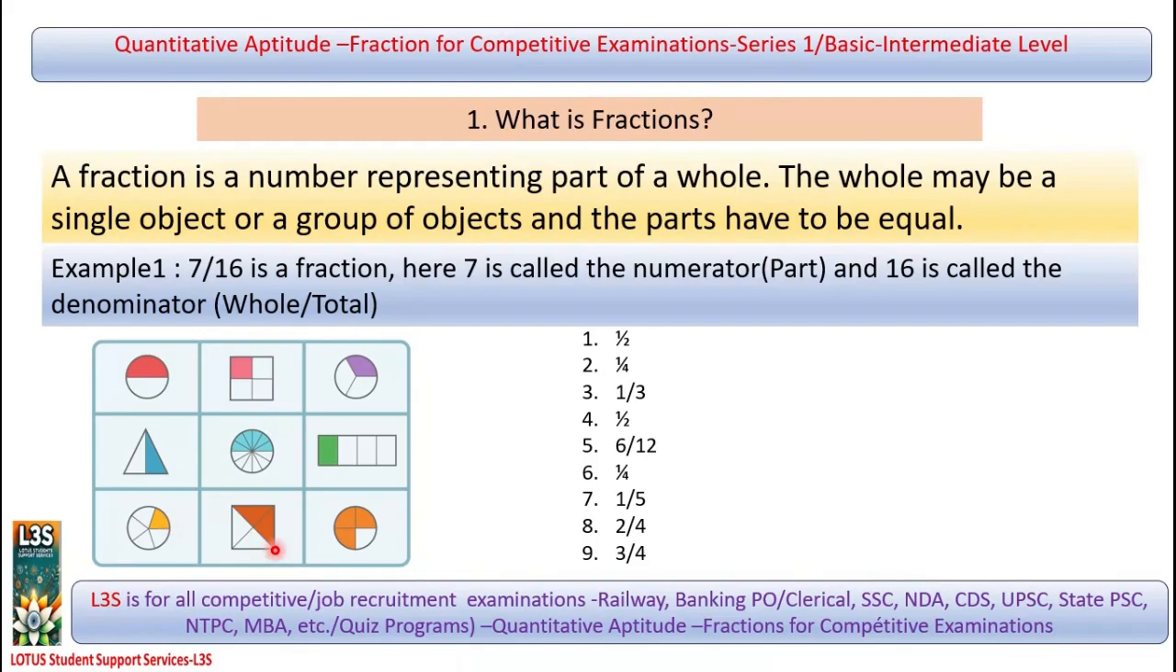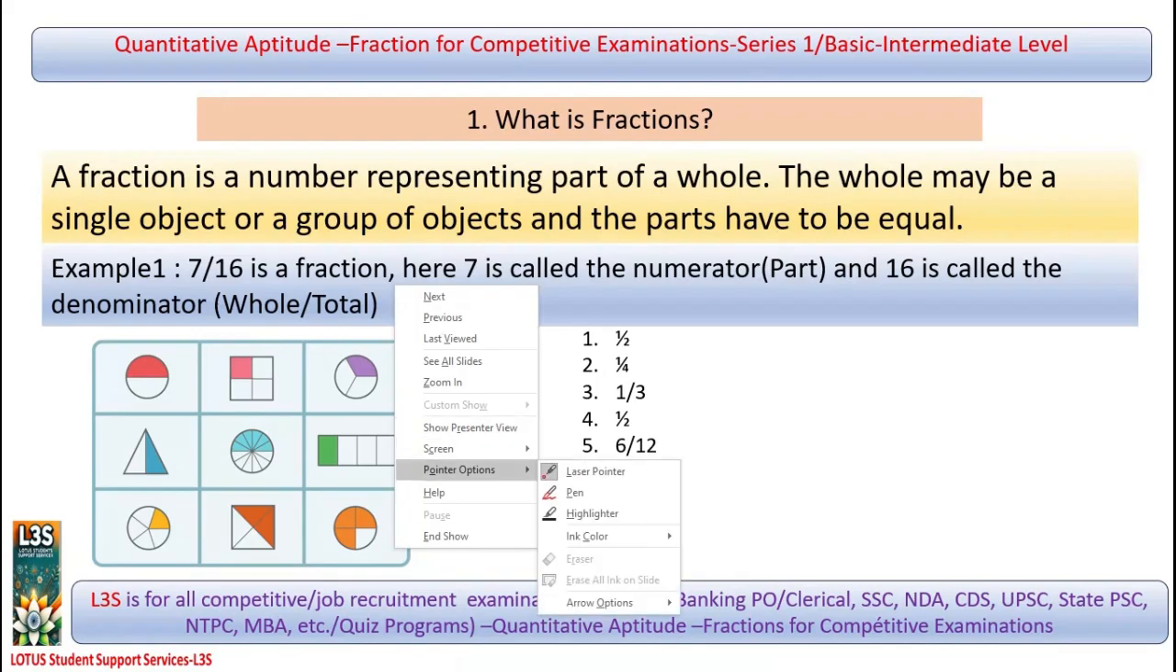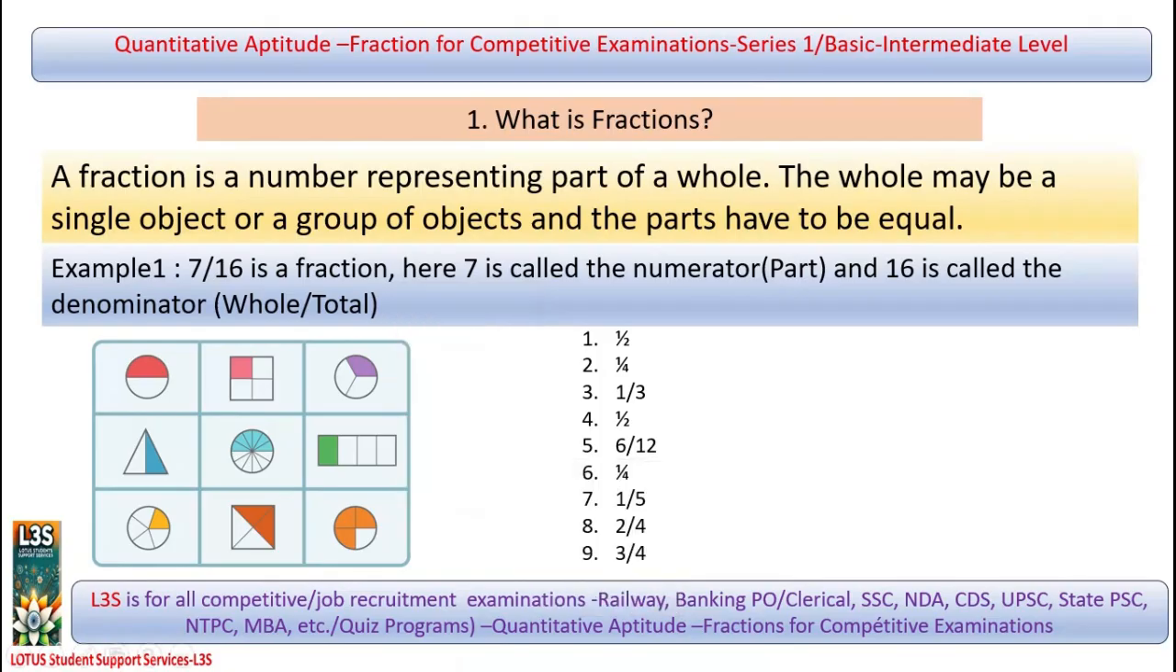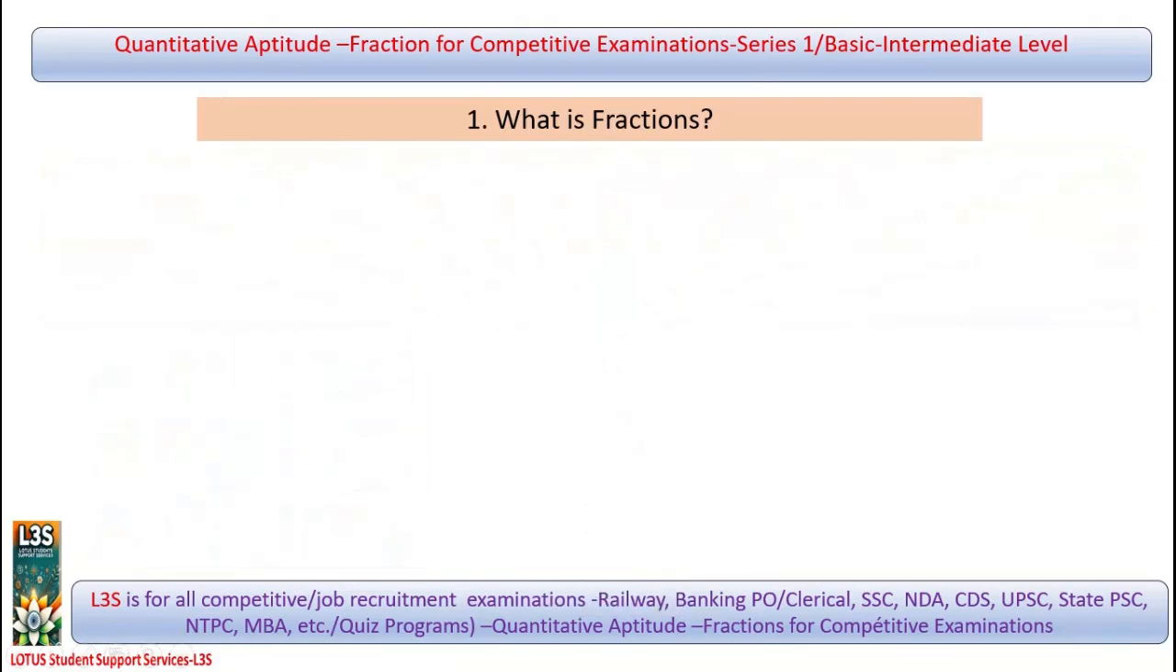So next one is a square, it is divided into 4 equal parts and 2 parts are colored red and the fraction will be 2 by 4. The next one, a circle divided into 4 equal parts, so the total is 4, the denominator, and the colored part is 3, so the numerator is 3 and the fraction is 3 by 4. Let's move to the next one.